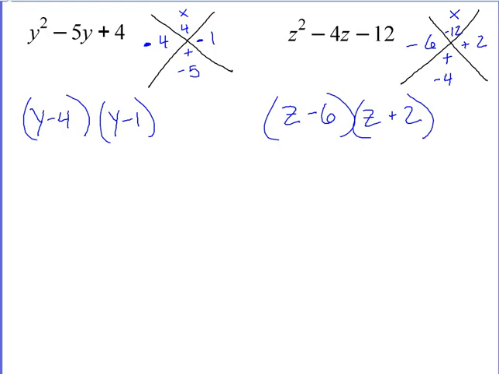Okay, here's what you should have gotten for factoring these two: y minus 4, y minus 1, and then z minus 6, z plus 2. If you didn't get either of those and can't figure out what your mistake is, you need to put a star by that question so that you can ask at the beginning of class and get it figured out.